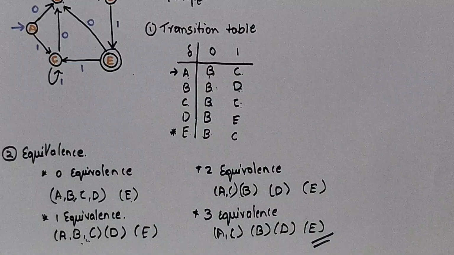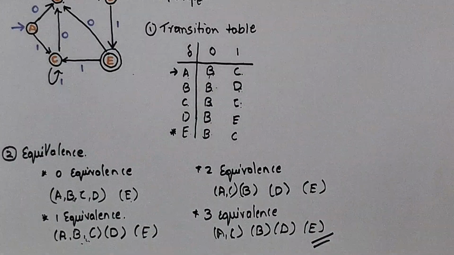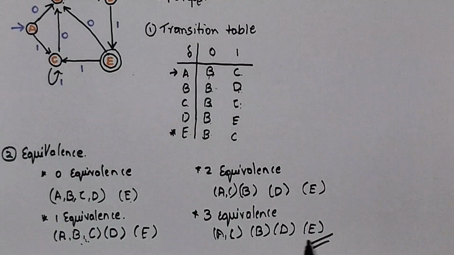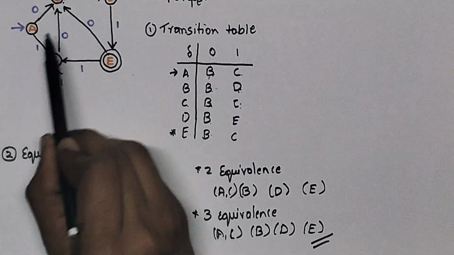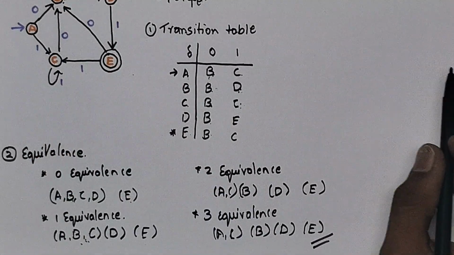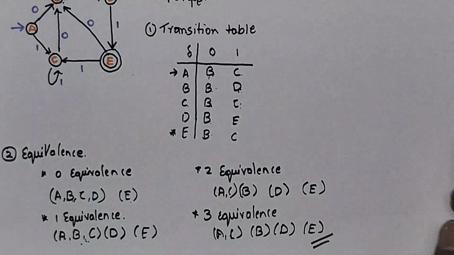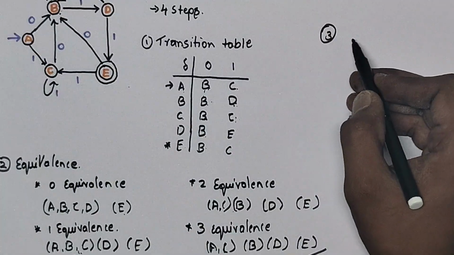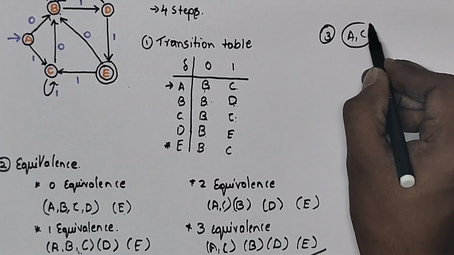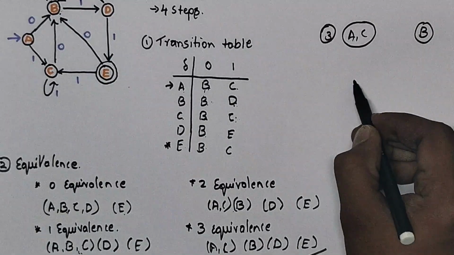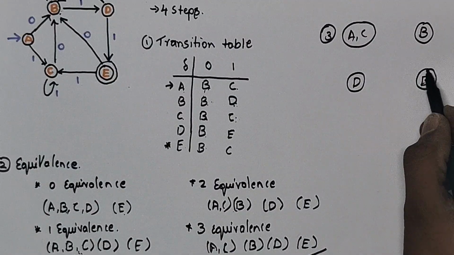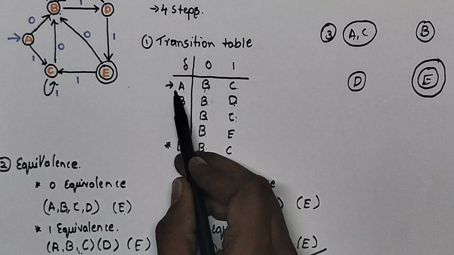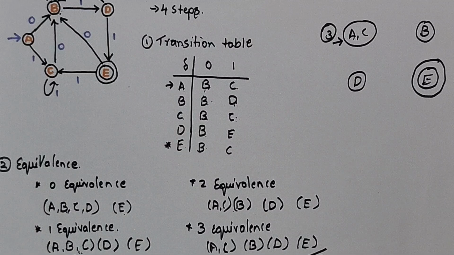So you can conclude this is the final step, and now you can write the DFA minimized diagram. In this minimized diagram, if you see 1, 2, 3, 4, there are only 4 states. In the given DFA diagram, we had 5 states. So it has minimized from 5 states to 4 states. Now let's draw the diagram in the third step. A and C will be one group, B will be another, then D and E. E is the final state, so you can circle it twice, and A is the initial state.